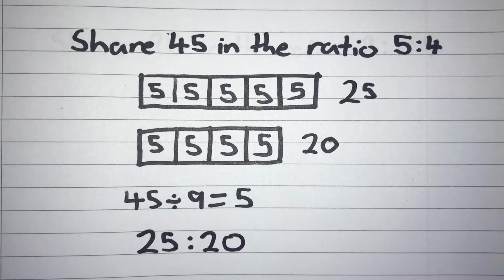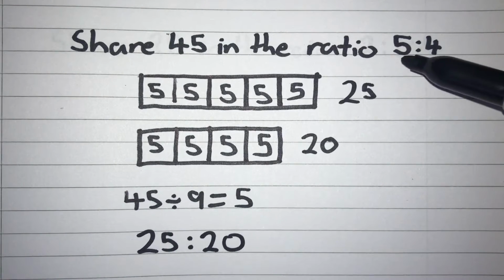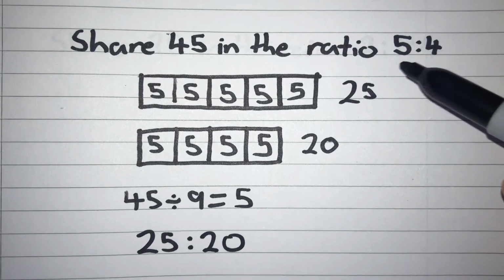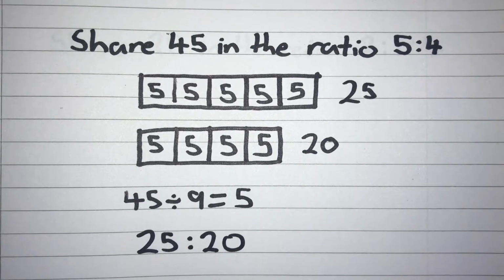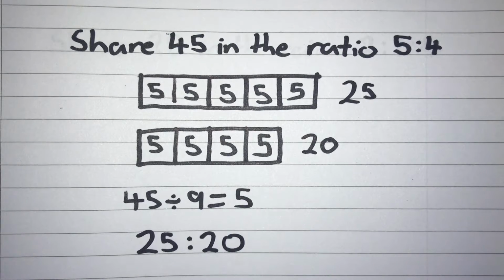And a key thing to remember is that we've got to keep the same order that we had from the question. So we had 5:4 in the question, so our larger amount came first. So in our answer, our larger amount has to come first as well. So we had 25 to 20. And what we should also notice is that these two amounts have to add up to our original amount of 45. And they do, so we're all good. So our answer is going to be 25 to 20.